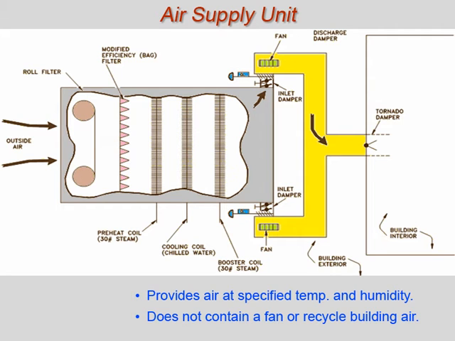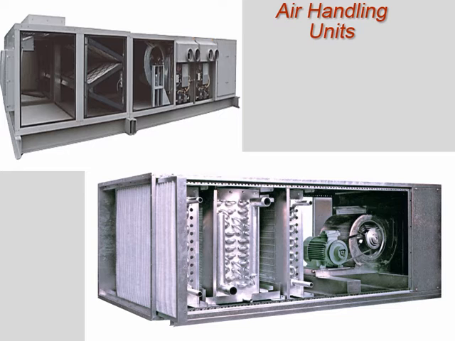Air supply units are used to provide a particular area or space with air at a specified temperature and relative humidity. It has the ability to heat or cool air coming into the building. This unit has filters to remove any particulate matter, a preheat coil to keep the cooling coil from freezing during cold weather operations, a cooling coil, and a booster heat coil to control temperature and humidity. The air supply unit does not draw from the building air, so it has to heat or cool air from ambient or outside temperature. Air handling units can be used in place of air supply units.